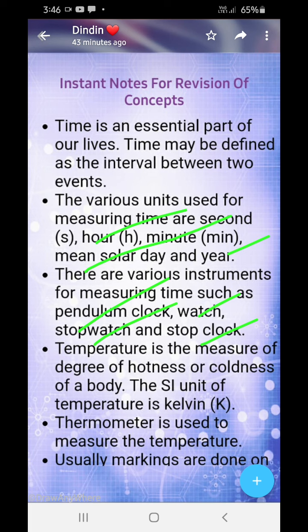Temperature is the measure of degree of hotness or coldness. The SI unit is neither degree Celsius nor degree Fahrenheit, it is Kelvin. Kelvin does not have a degree, please note that. A thermometer is used to measure the temperature, okay.